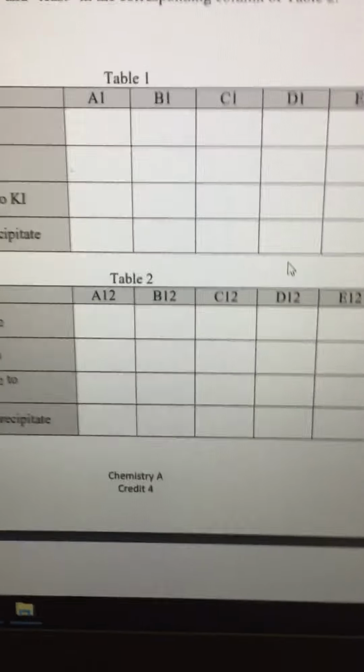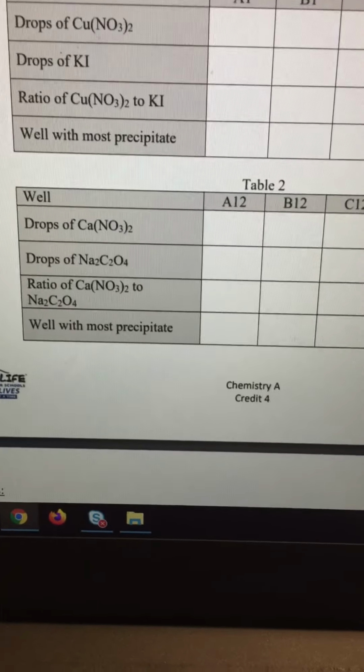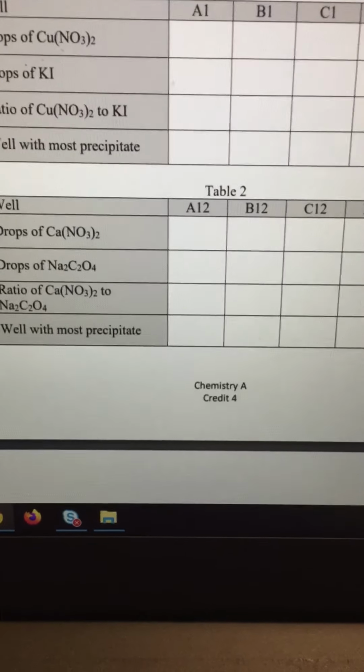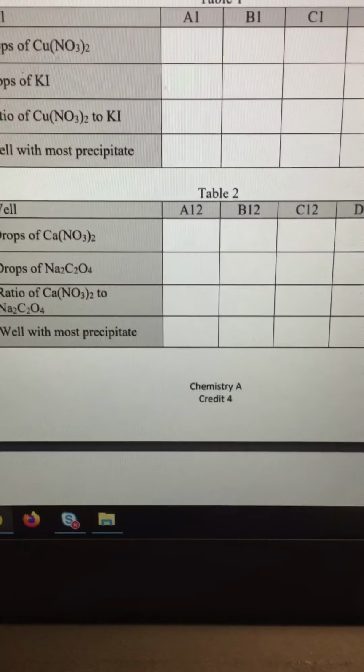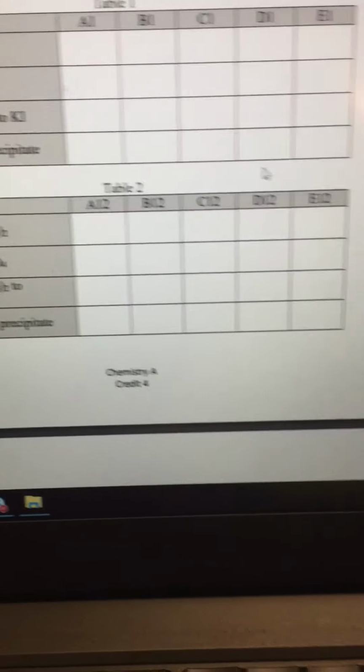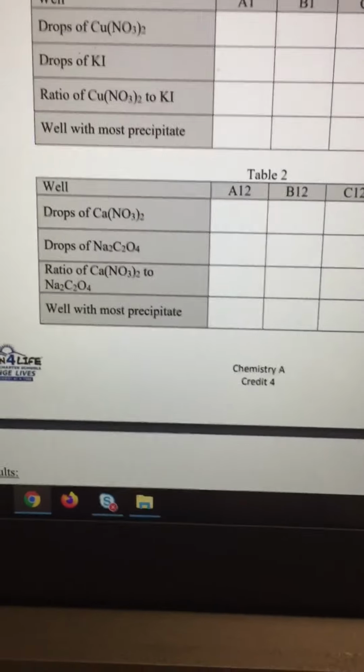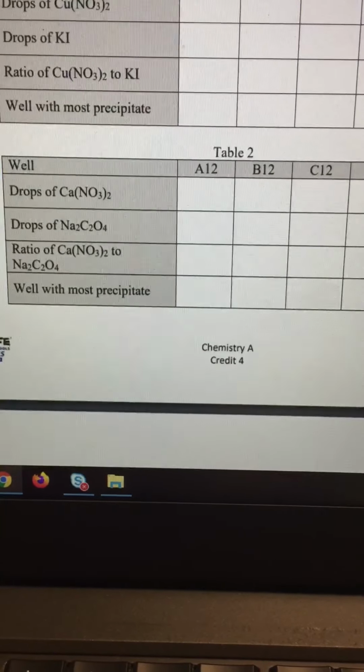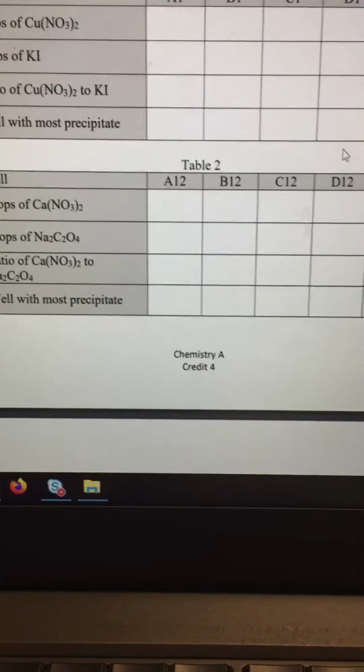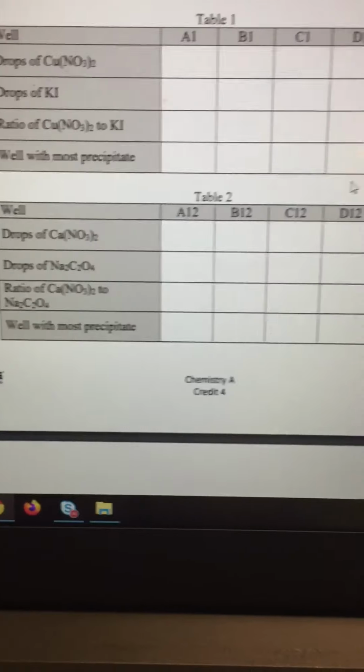Now we go to table 2. Fill out that table with how much, in this case, calcium and sodium you have in each of the wells. So go on and fill out that. And in row number 3, calculate the ratio between calcium and sodium. And now we'll go and look at the results of that.